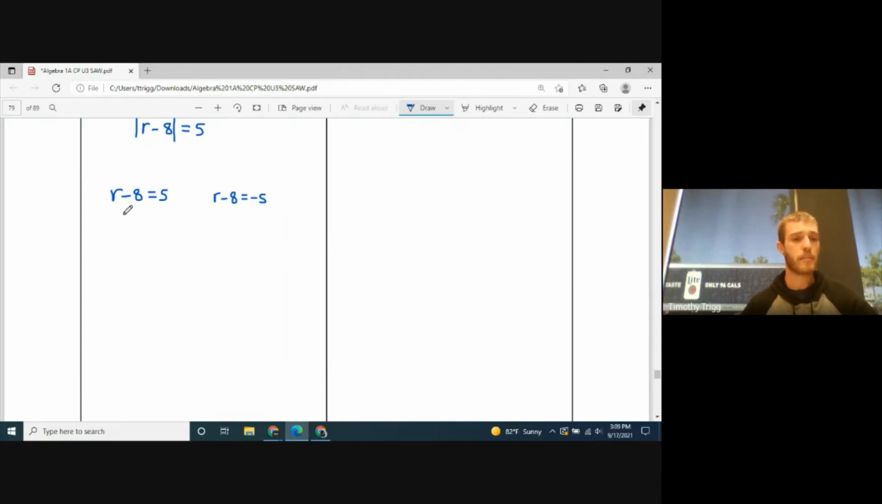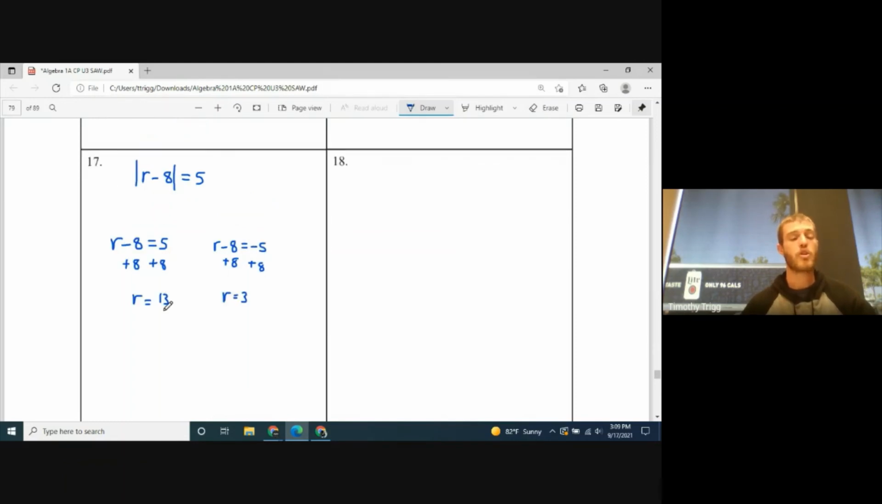Let's solve each of these separately. Adding 8 here, that'll give us r equals 13. And over here, adding 8 gives us that r equals 3. You can plug them in to make sure it works too. 13 minus 8 is 5. The absolute value of 5 is 5. 3 minus 8 is negative 5. The absolute value of negative 5 is 5.